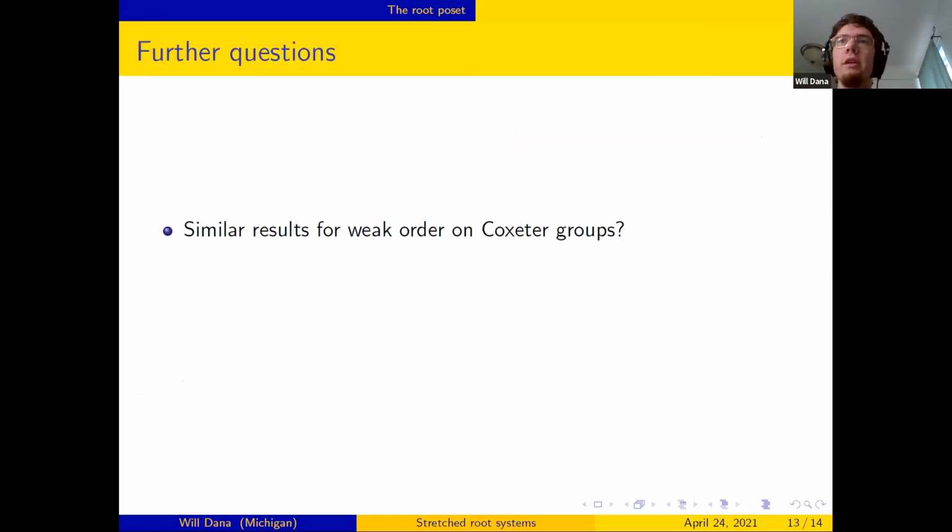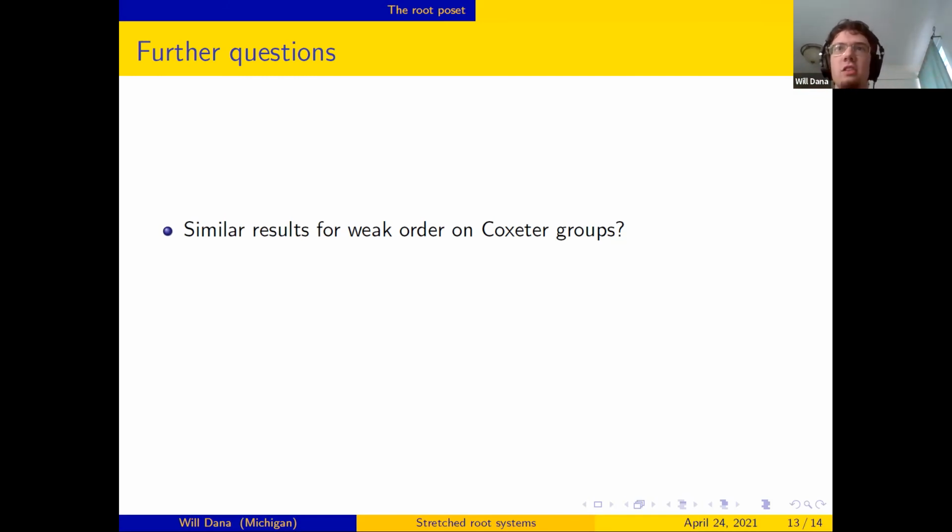So looking forward, there are some other interesting questions which you can ask from this perspective. One thing which I find interesting is to ask, are there similar results to this on the weak order on Coxeter groups? This is an order that's defined very similarly to the root poset, but it's on the elements of the group rather than on the roots of the root system. So this is more complicated in some ways.